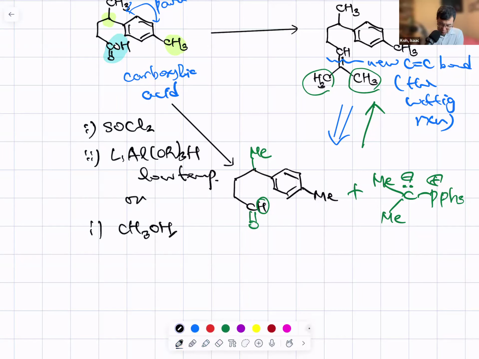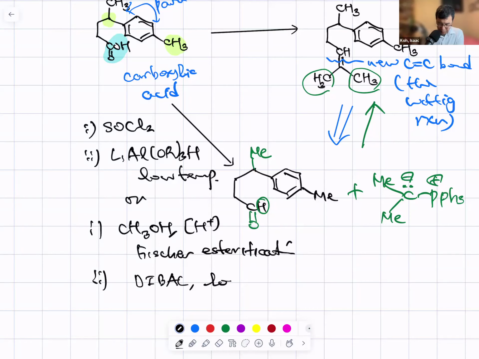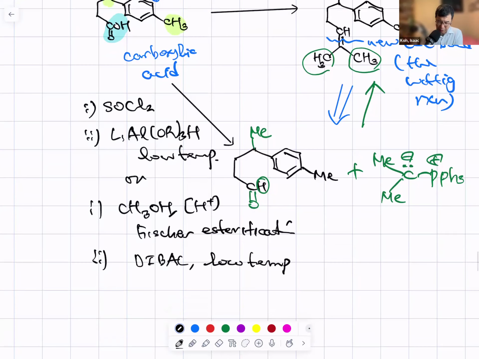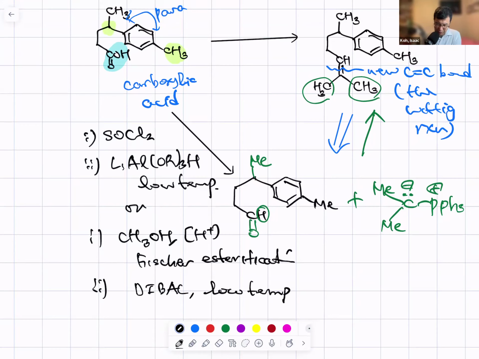CH3OH, and in acidic condition, this is Fischer esterification. It'll be making into an ester, followed by DIBAL at low temperature, then the ester is turning into an aldehyde. We can use either method. Either way, it'll be making an aldehyde, and the aldehyde is turning into a double bond by using the Wittig reaction.